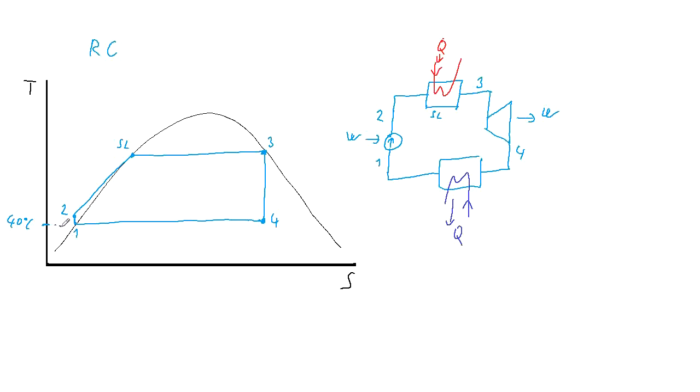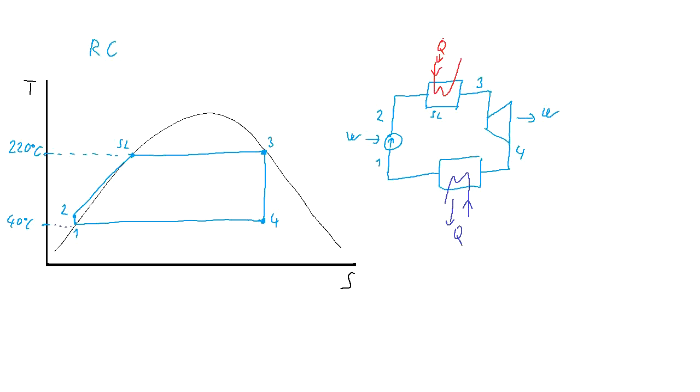So except for the temperature level of 40 degrees C, we also had the temperature at the turbine inlet, meaning at point 3, which was 220 degrees C. This was the first case of the cycle with the steam.